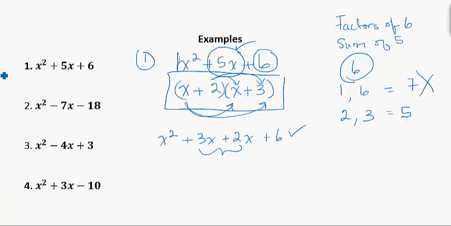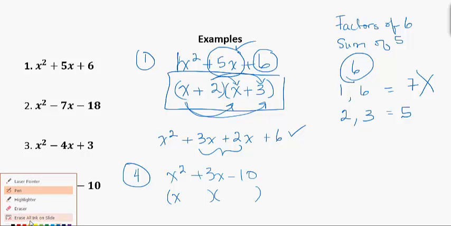Alright, I'm going to skip ahead and look at problem number 4. Here I have x squared plus 3x minus 10. This is a trinomial, it's a quadratic, so we're going to see if we can find two binomials that multiply to give you this. To get an x squared again, because our leading coefficient is 1, when you see those leading coefficients of 1, know that your problem is going to be pretty straightforward.